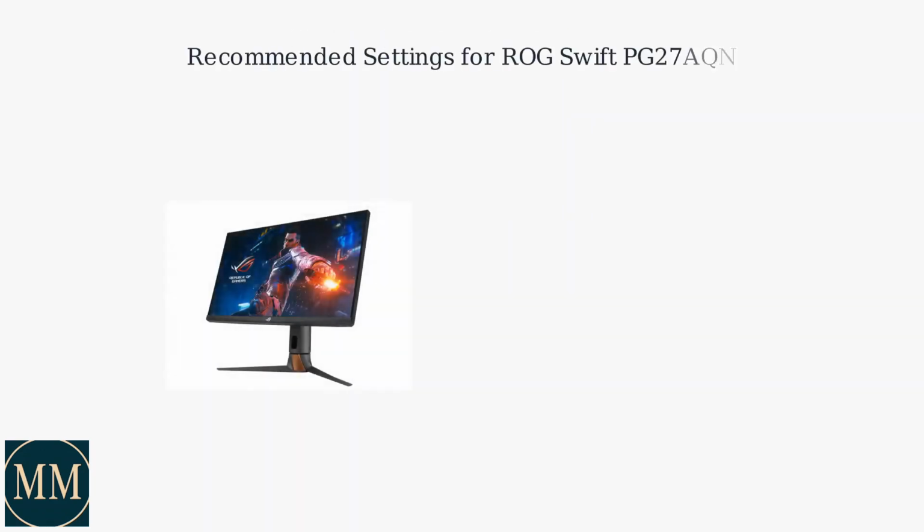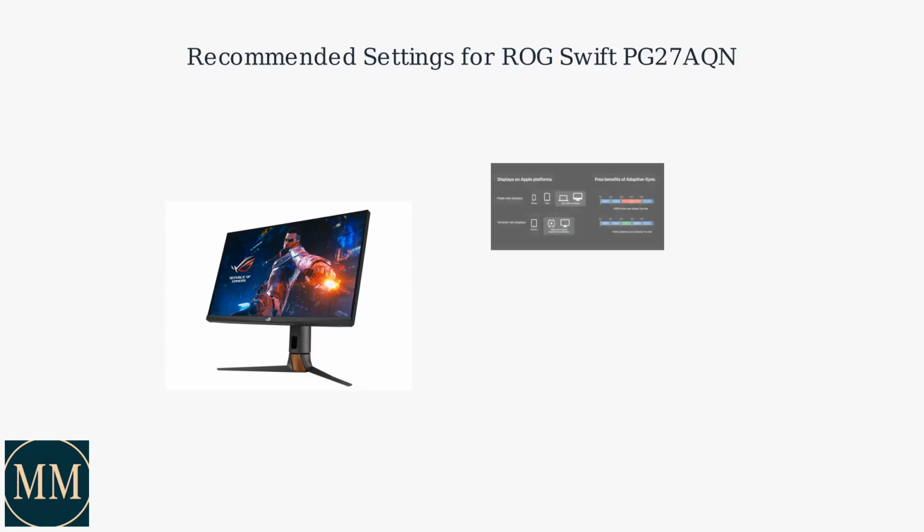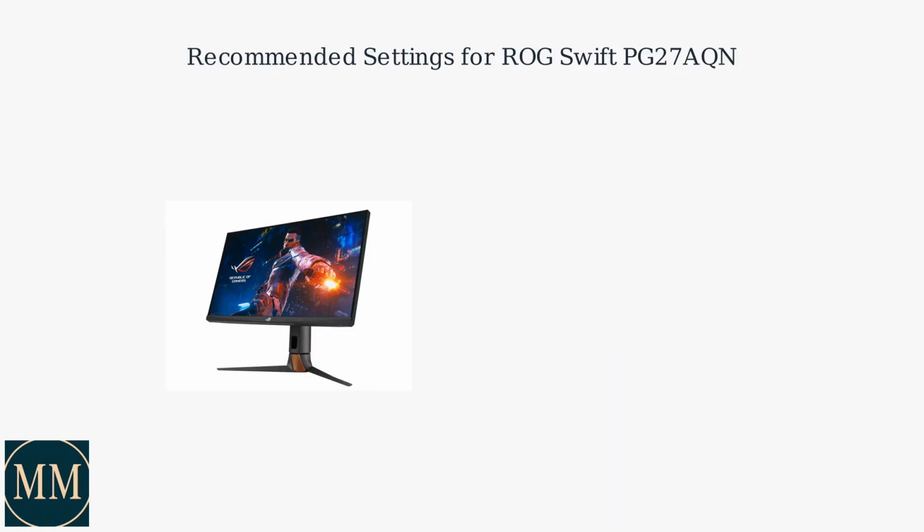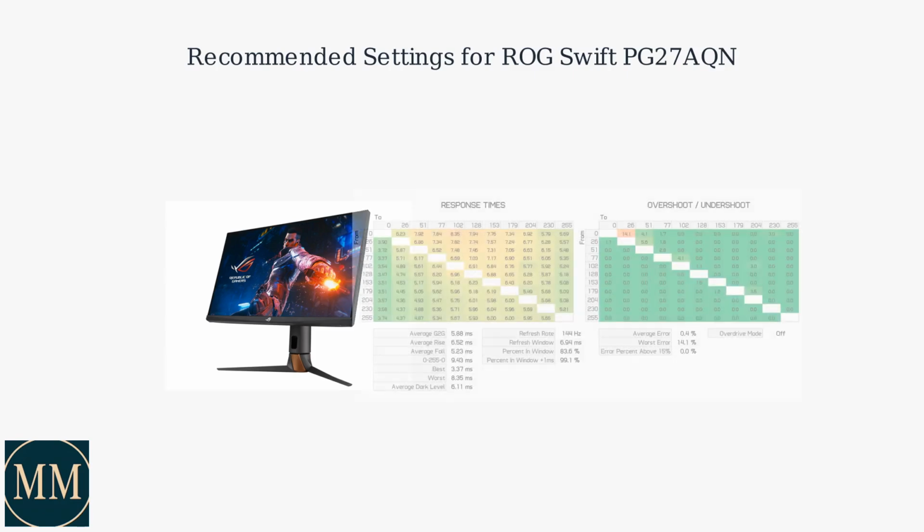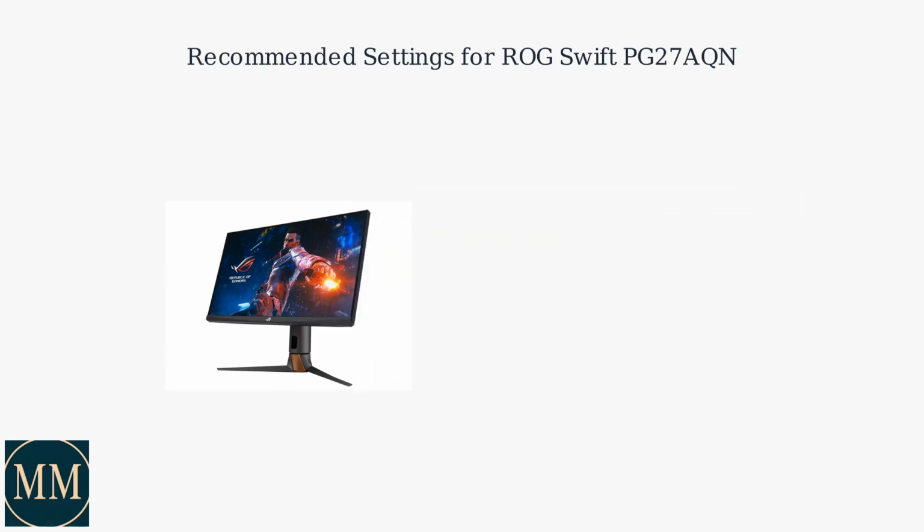For the ASUS ROG Swift PG27AQN monitor, optimal settings include enabling variable refresh rate from 48 to 165 Hz to eliminate screen tearing and stuttering. Set overdrive to level 3 for balanced response time and minimal ghosting artifacts. Enable motion clarity at 165 Hz to reduce motion blur while maintaining brightness and smoothness. This configuration provides a responsive gaming experience with reduced input lag and enhanced visual quality.